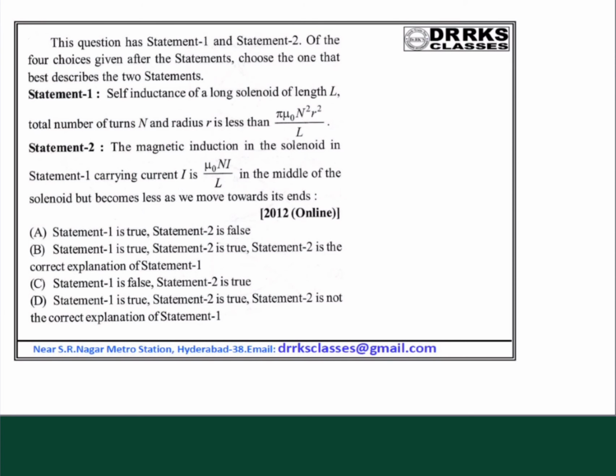So look here. Two statements are given. The self-inductance of a long solenoid of length L is mu naught n square pi r square by L, and the magnetic induction along the solenoid is mu naught Ni by small l. Here L is length. You have to check whether these two statements are true, and whether the second one explains the first one.